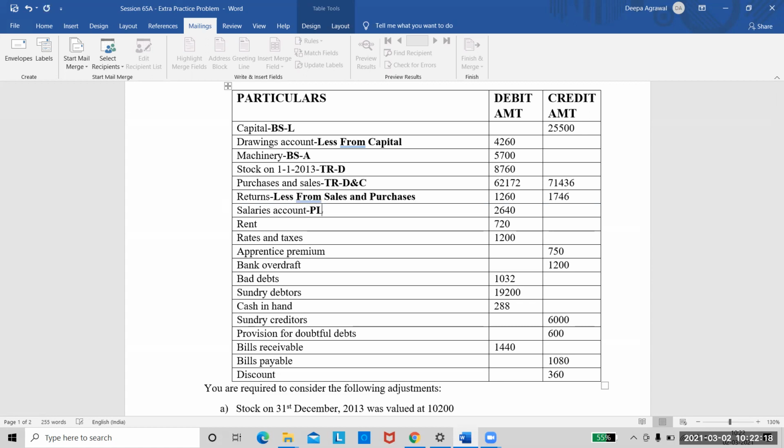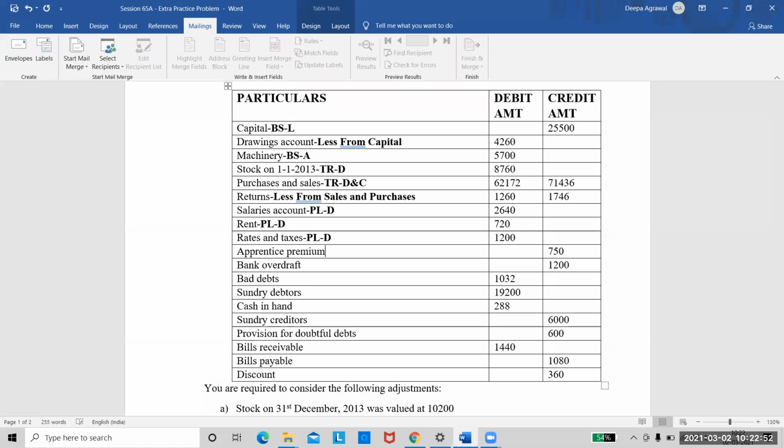Salaries account. Tell me where do we take. P&L account debit. Next is rent. P&L debit. How do we know whether it is debit or credit? It's an expense. We see how it is given in the trial balance, right? If rent is given on debit side, we take it on debit side. Next one is rates and taxes. Again, P&L debit. Yeah, rates and taxes is again P&L debit.